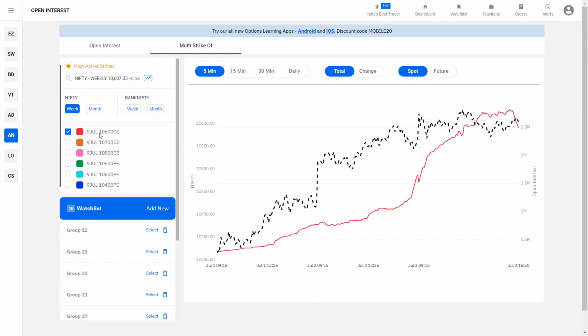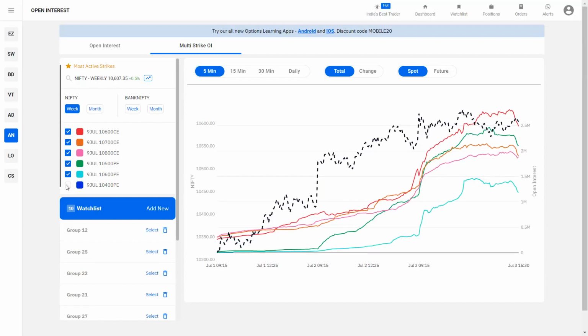So you can see that the 10,600 July call is the most active OI. And you can see that the call open interest has been increasing steadily on Friday. The second most active call contract is 10,700. Then there is 10,800. You can also add the puts here. You can even select only some, like, I want to only select these. So basically you can see how the index moved. This dotted line is the index and how this call option and put option OI moves across the day.